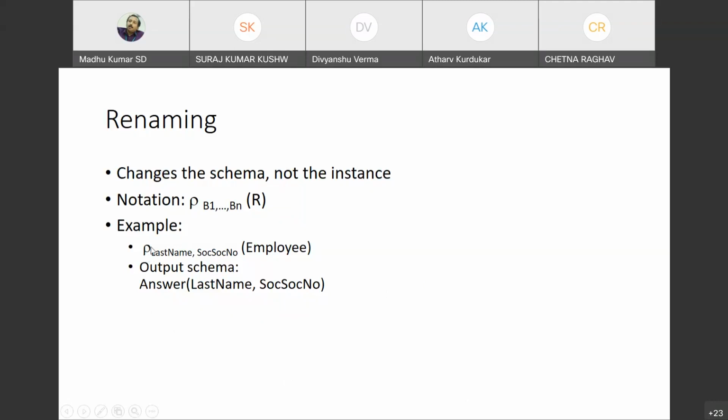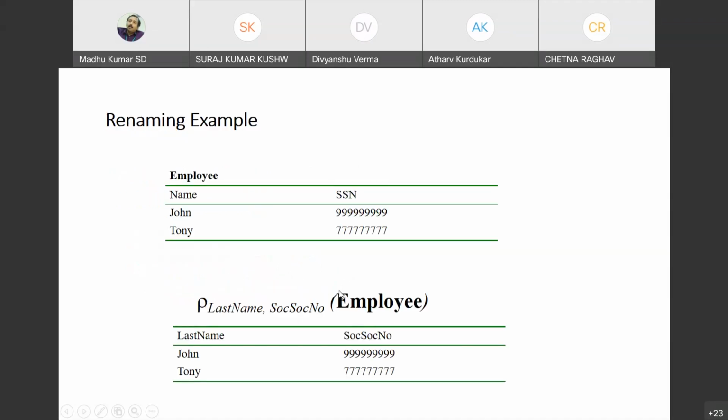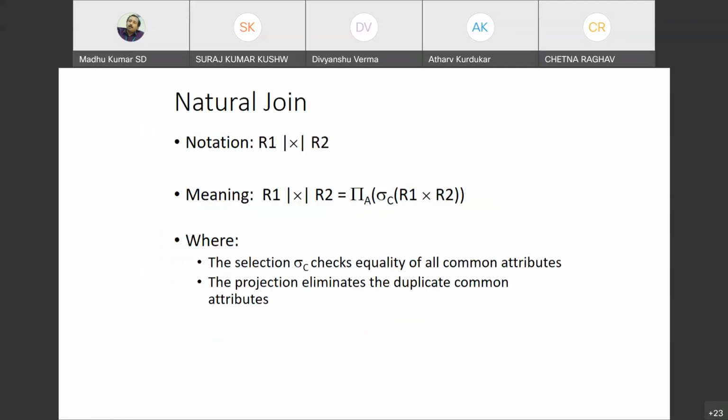For example, here, rename last name and social security number from employee. So output will be a table with 2 different column headings. The headings will be last name and SOC number, social security number. So that will be giving more understandability for the table. It does not have much significance other than making a table more meaningful and user friendly.